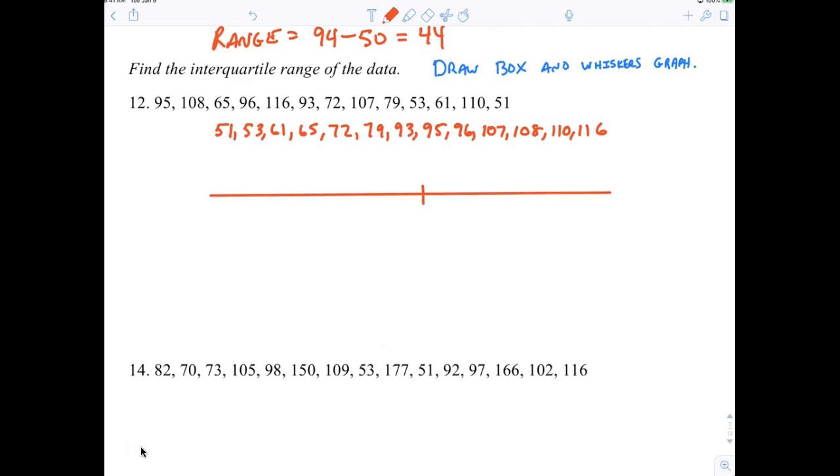Did I get that? All right, so which one's in the middle? How many numbers are there? So the middle number is going to be which one? You agree? 7. 1, 2, 3, 4, 5, 6. So the median would be 93. So now we're going to come down here and put a 93.